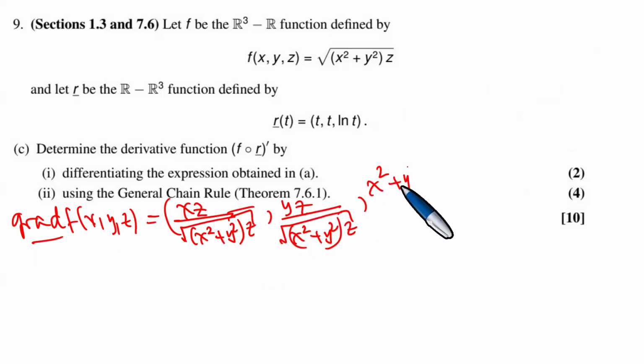So this is x squared plus y squared. You divide everything by the square root of x squared plus y squared z. That's what we get.